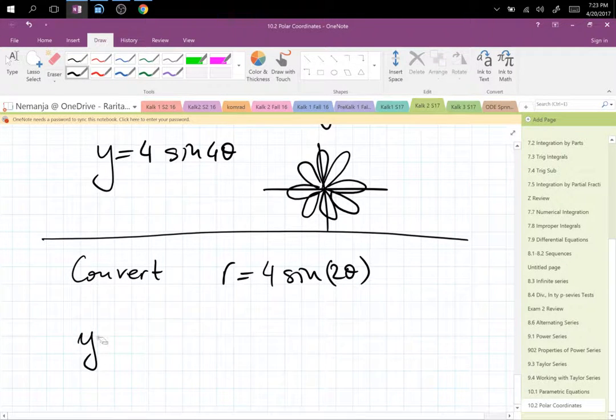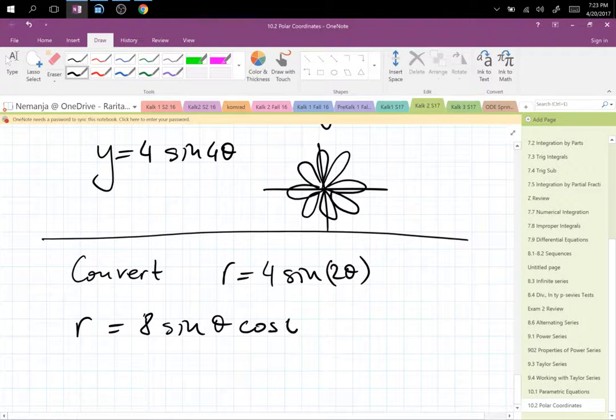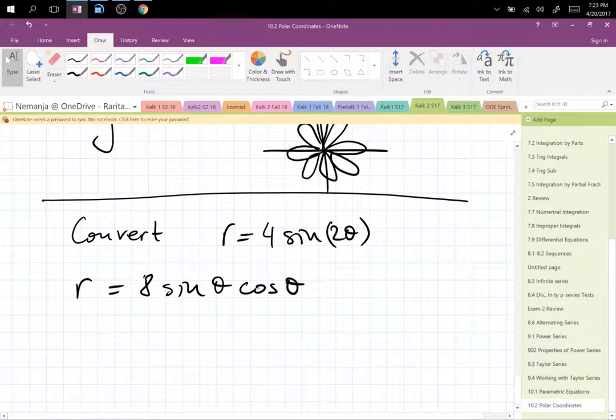I will first write this as 8 sine theta cosine theta, because I use the formula for double angle, right? Which is 2 sine cosine, and then 2 times 4 is 8. And now I will plug in all of the conversions that I know. So r is the square root of x squared plus y squared. On the other side I have 8.